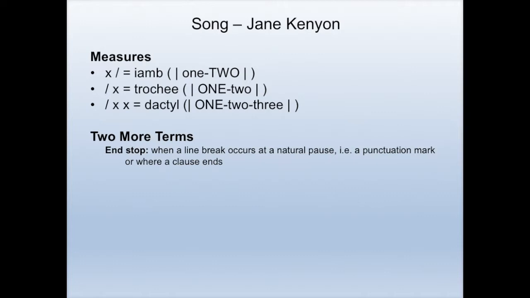End stop. An end stop line in poetry is where a line break occurs at a natural pause, where you might take a breath or simply stop. There could be a punctuation mark, such as a period, a comma, a semicolon, or a colon, or it could be unpunctuated, but the spot where a clause would naturally end. Enjambment is where a line break occurs at a non-pause, or you say that the line continues over the line into the next line.